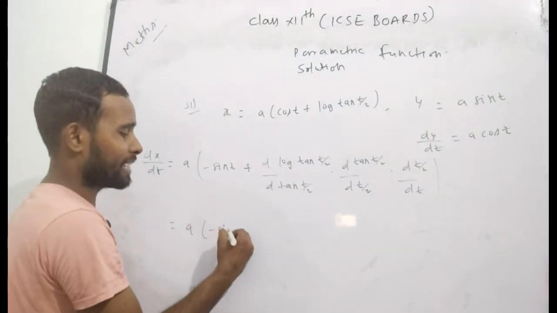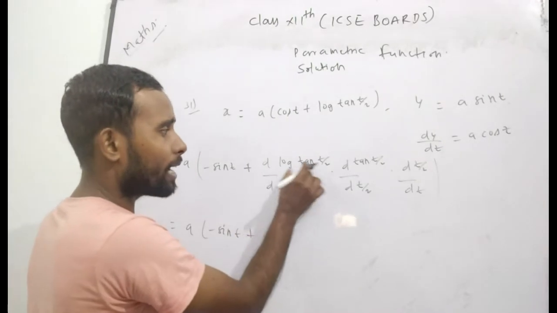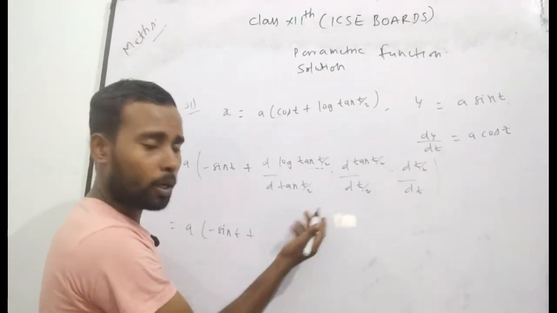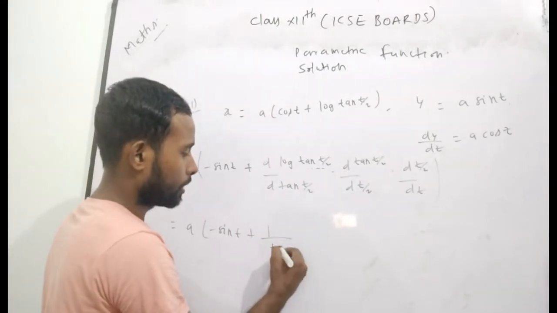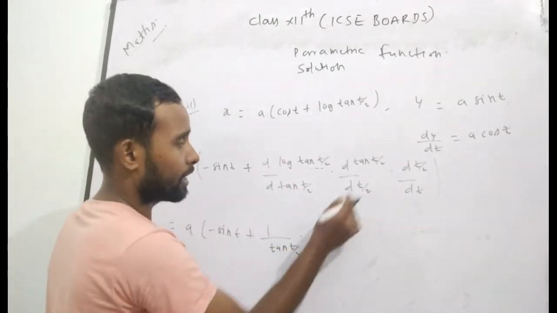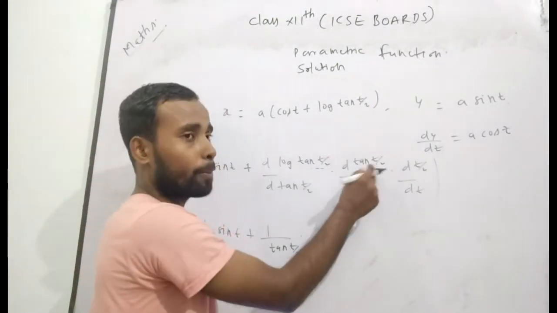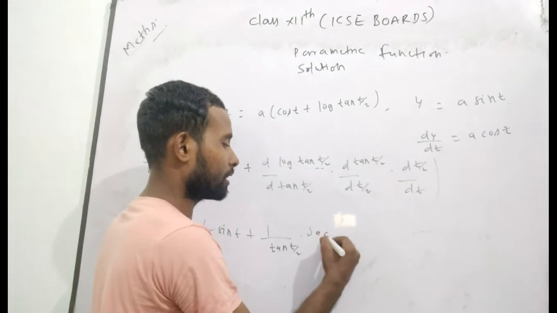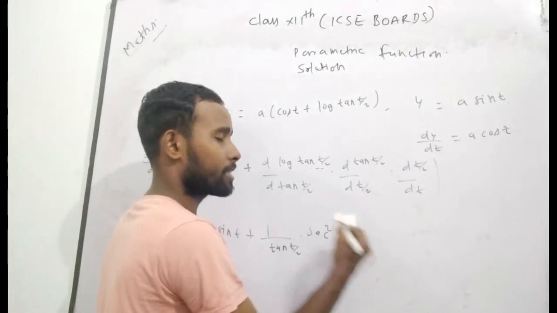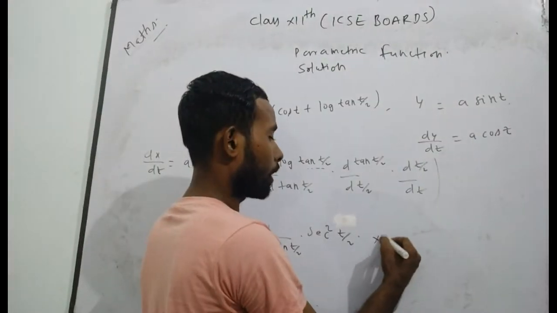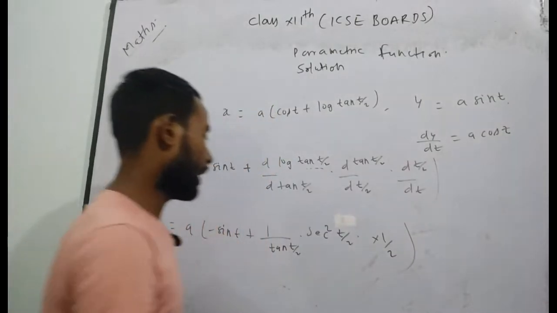Now it will be a times minus sin t, plus, suppose this is p, log p, the derivative of log p with respect to p will be 1 upon p. So it will be 1 upon tan t by 2 into the derivative of tan theta. Suppose t by 2 is equal to theta. The derivative of tan theta with respect to theta will be sec square theta. So it will be sec square t by 2. And the derivative of t by 2 with respect to t will be 1 upon 2. This is your expression.